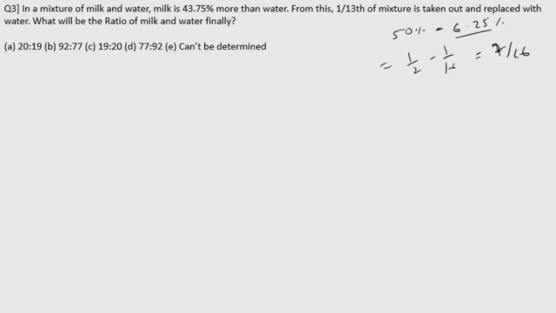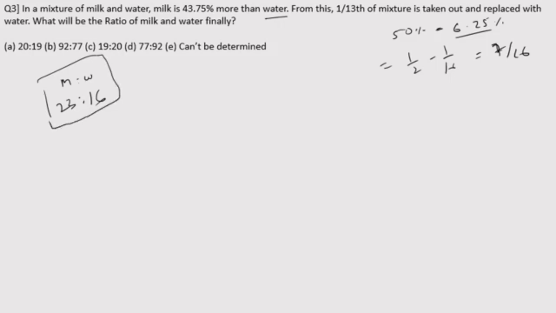Okay, now let me write here milk is to water. Milk is 43.75% more than water. So let me assume water to be 16. If I assume water to be 16, 43.75% is 7 by 16. 7 by 16 of 16 is 7. 7 more. Milk has to be 7 more. 7 more means this has to be 23, right? Okay, now this is the ratio of milk and water, 23 is to 16.